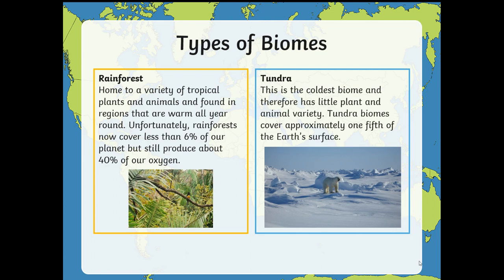And then we have the tundra. This is the coldest biome and therefore has little plant and animal variety. Tundra biomes cover approximately 1/5 of the Earth's surface, so not much can grow in this very harsh condition, and therefore, because not many things can grow, not many animals can live there, can they?